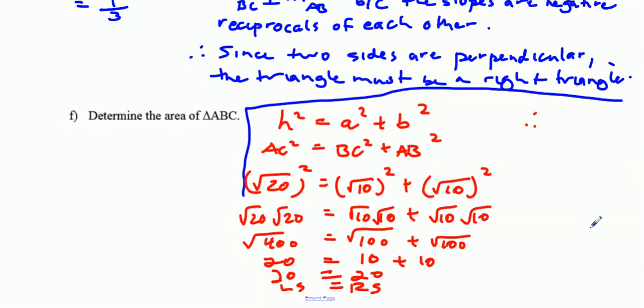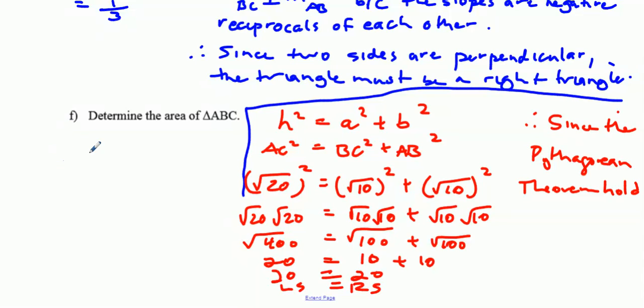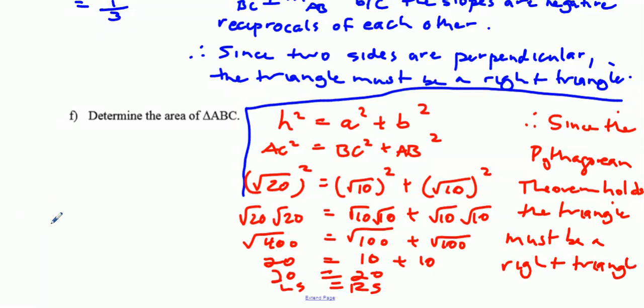And then therefore, since the Pythagorean theorem, we could say, holds or is true, the triangle must be a right triangle. Okay? All right. Determine the area of ABC.